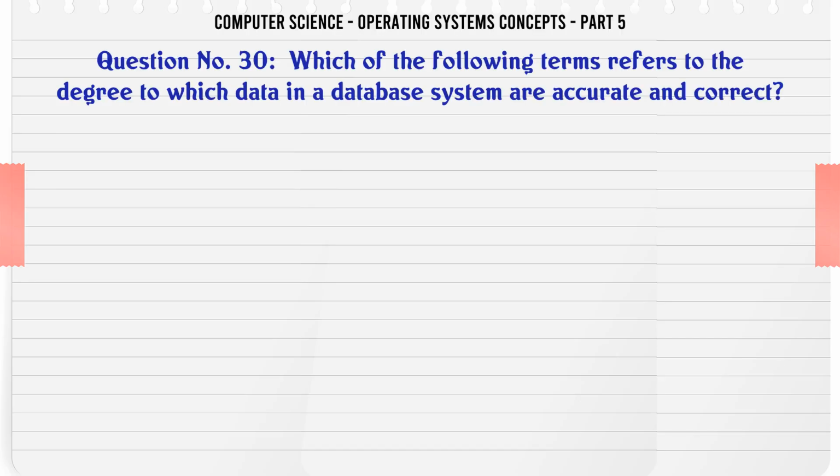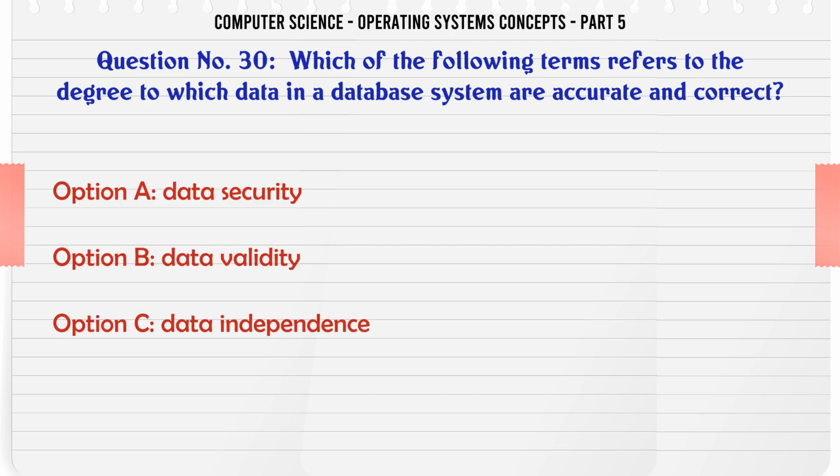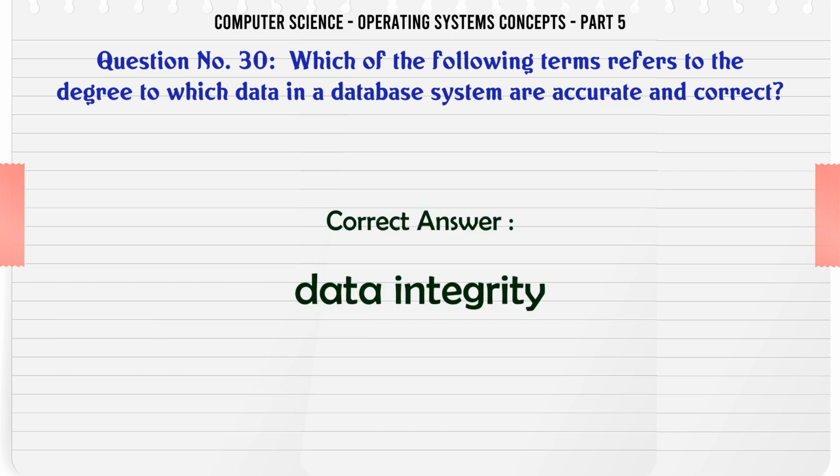Which of the following terms refers to the degree to which data in a database system are accurate and correct? A. Data security. B. Data validity. C. Data independence. D. Data integrity. The correct answer is data integrity.